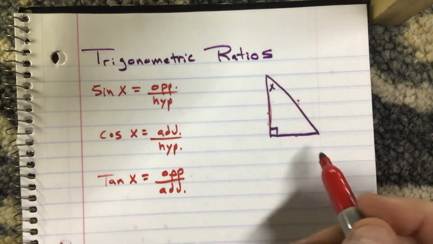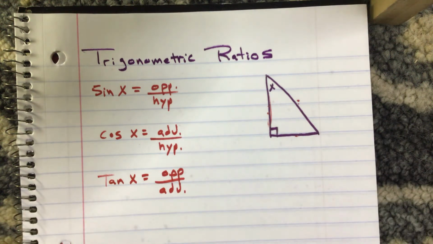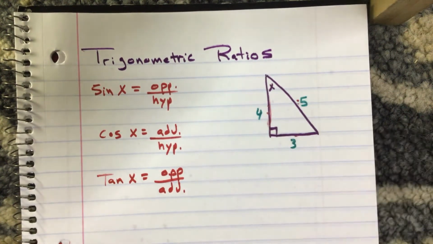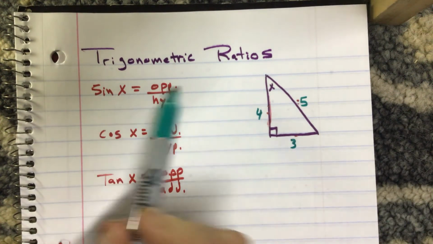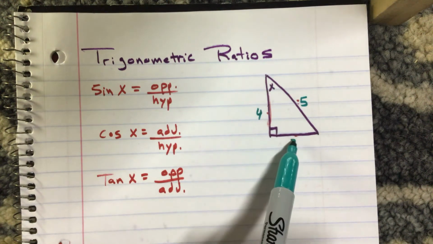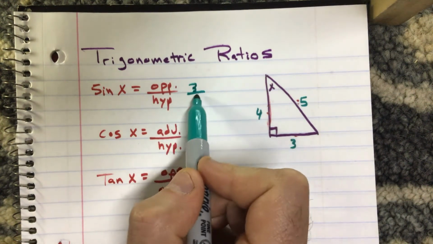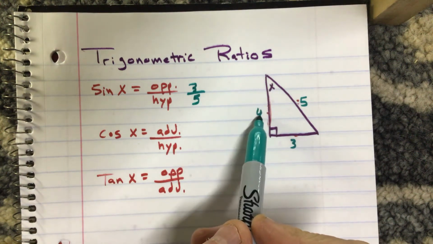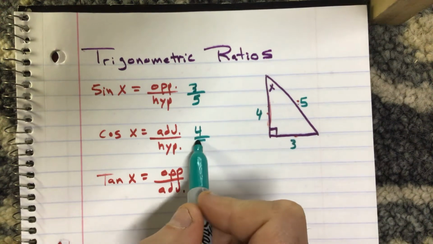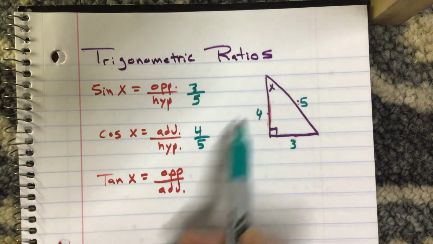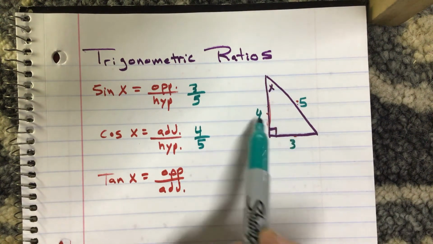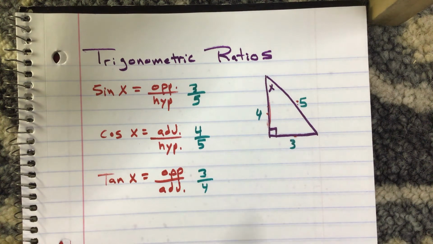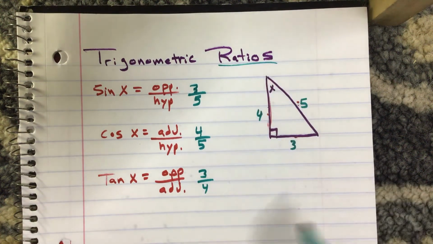So for example, if this were a 3, 4, 5 triangle, let's say this is 3, this is 4, this is 5. If you were talking about the sine of this angle, it would be the opposite over the hypotenuse. So in this case, it would be 3/5. If you were talking about the cosine of this angle, it would be the adjacent over the hypotenuse, so 4/5. And if you were talking about the tangent of this angle, it would be the opposite over the adjacent, so 3/4. Okay, so this is just ratios. That's all we're talking about. We're just talking about one side to another.